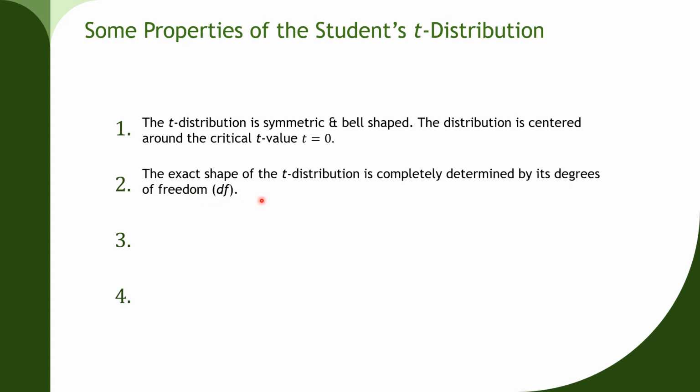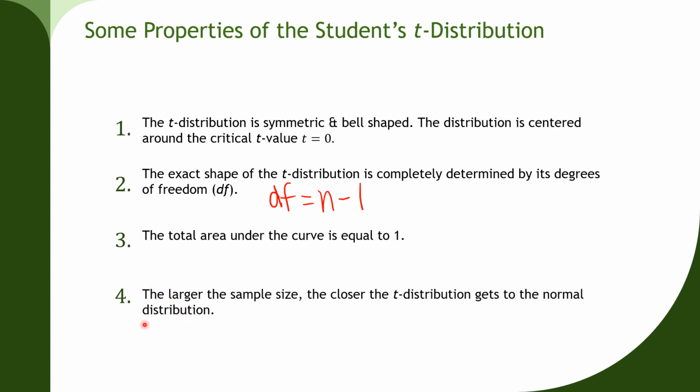The next property of the student's t-distribution is that the exact shape, so exactly how tall the peak is and exactly how high the tails are, is completely determined by its degrees of freedom. And we just learned that our formula for degrees of freedom is just the sample size minus 1. So really easy. Just like the standard normal distribution and the normal distribution problems, the total area under the curve is equal to 1. This is a very useful property for us.